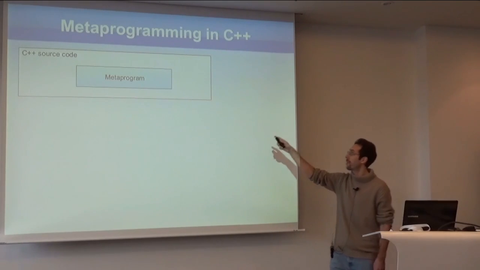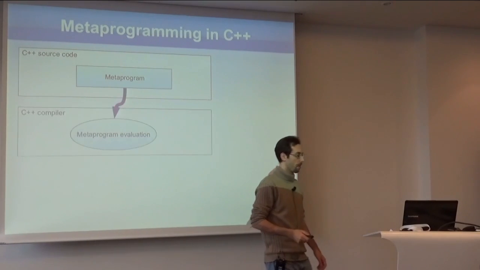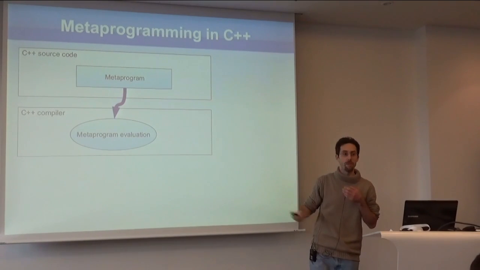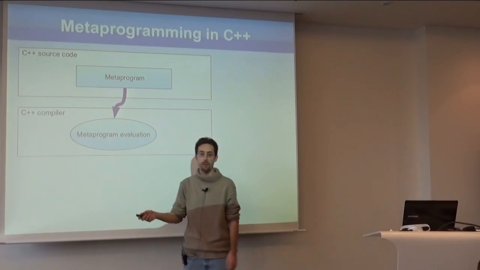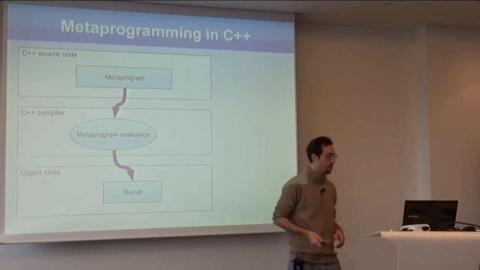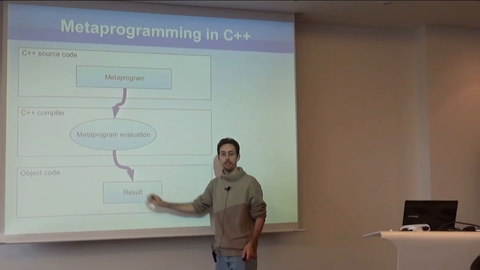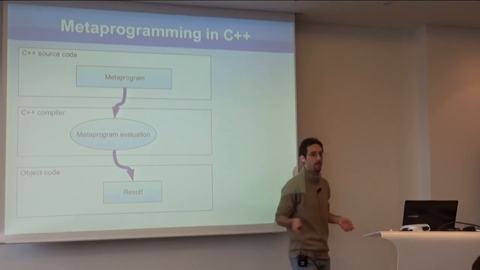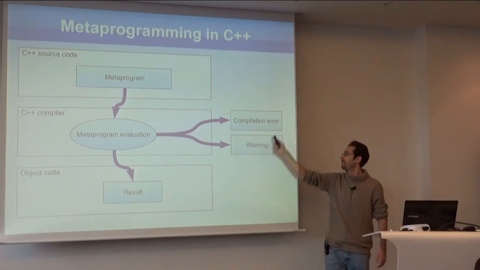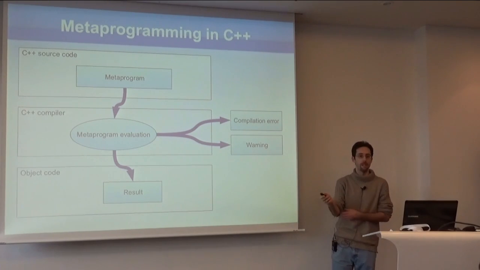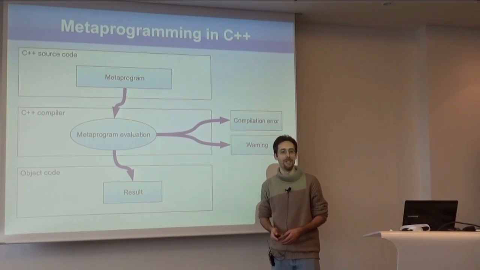So how does it work? Well, you've got the C++ source code. The metaprogram is part of it. And then you give the source code to the C++ compiler. And during the compilation, your metaprogram gets evaluated. And the result of your metaprogram evaluation will be part of the generated object code. So it will affect the object code somehow. Or you might issue compilation errors or warnings if something goes wrong.